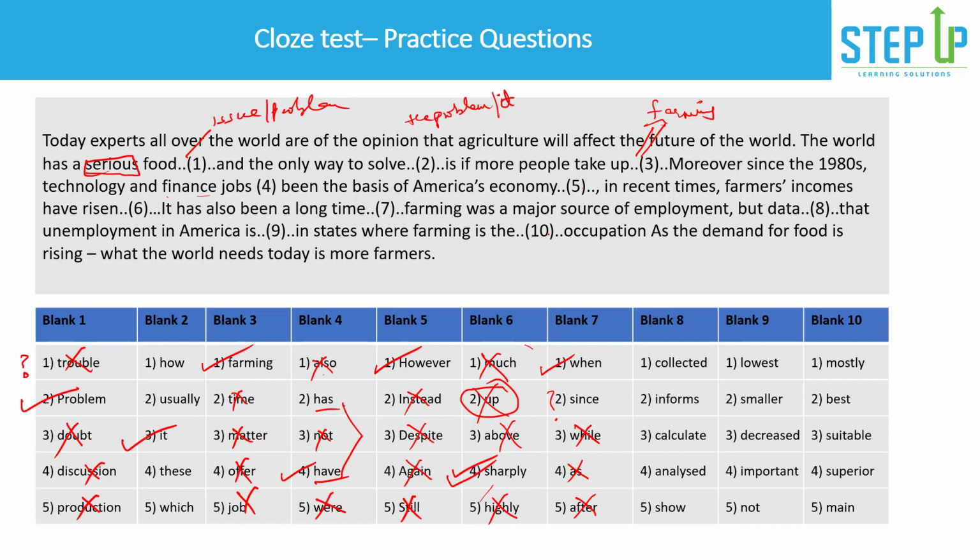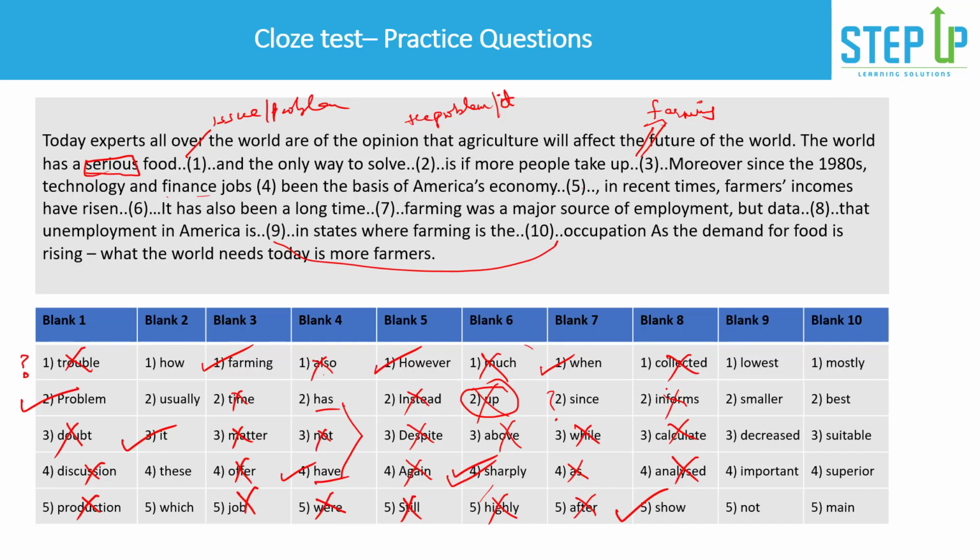America in states where farming is the dash occupation. Okay, so farming was a major source of, it's been a long time when it was a major source of employment, but now data predicts that probably, it's good here. So but data collected that no, but data informs, calculate, analyzed, data show, right? Because data informs, no, data doesn't inform, data doesn't calculate, data doesn't analyze, right? Data show that unemployment in America is dash in states where farming is the dash occupation. Is, what should it be? Now these two would go together somewhere, right? 9 and 10, right? Similar in nature.